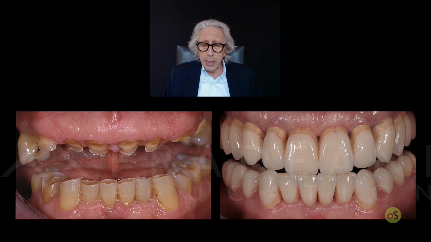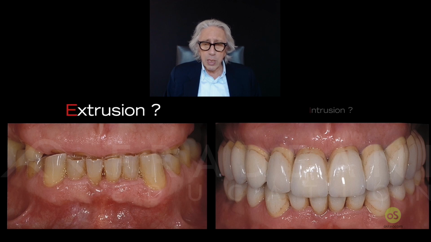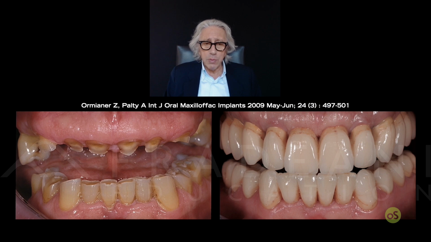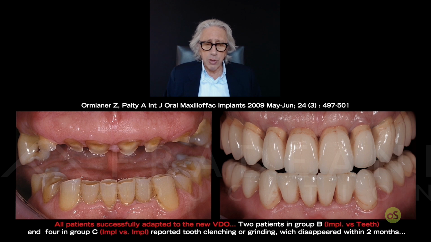There is an interesting article by Ormianer showing that in this case we have the possibility of three different kinds of solutions: implants versus implants, teeth versus teeth, and teeth versus implants. So let me show you. All patients successfully adapted to the new vertical dimension. 2 patients in group B, implants versus teeth, and 4 in group C, implants versus implants, reported tooth clenching and grinding, which disappeared within a couple of weeks.